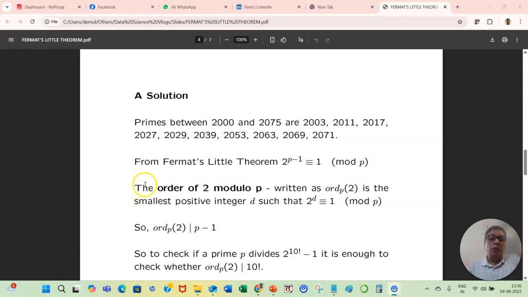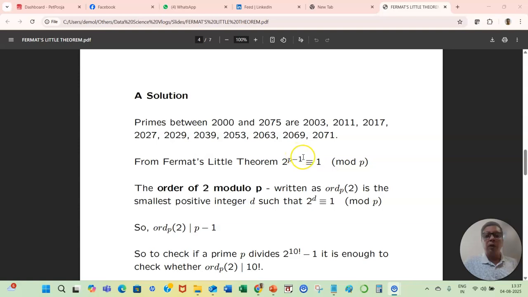Now we need the concept of the order of 2 modulo p, which is written as ord_p(2), the smallest positive integer d such that 2 to the power d is equivalent to 1 mod p. So ord_p(2) is divisible by p minus 1. This is not clear to me. I got this solution from ChatGPT. I gave the problem, asking it not to use a computer and to give a mathematical proof, and ChatGPT outlined this to me, but it is not clear to me why.